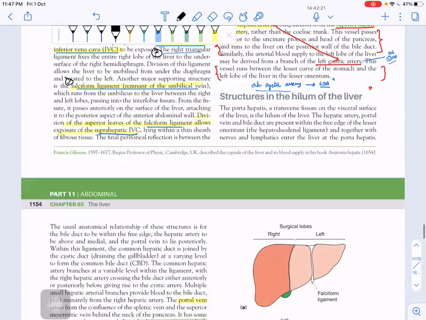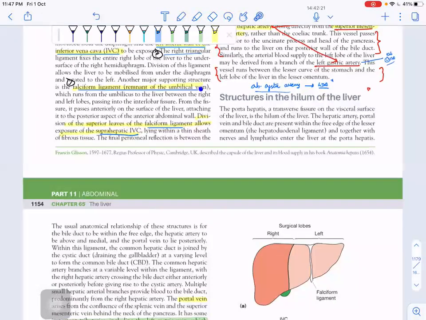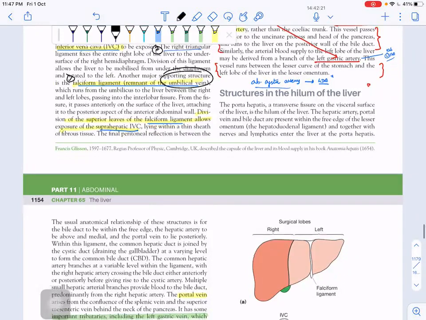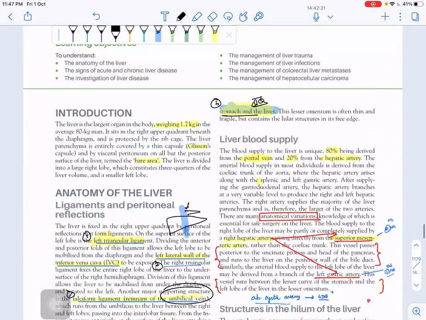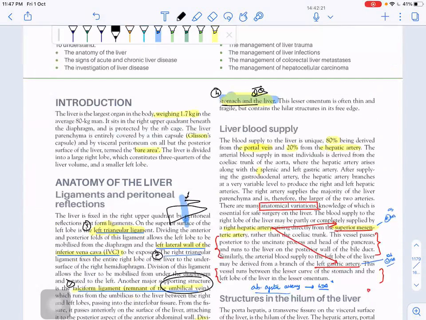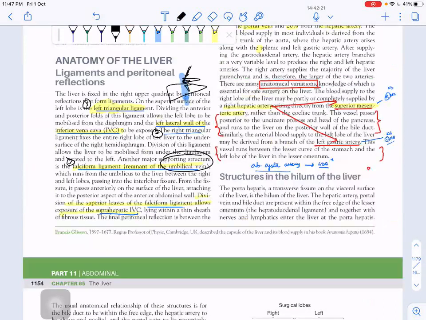Then the falciform ligament is a remnant of the umbilical vein. Okay, MCQ: umbilical vein. Dividing the superior leaves of the falciform ligament allows exposure of the suprahepatic IVC. So if you divide the superior leaves of the falciform ligament, it will allow you to reach the suprahepatic IVC. This area is also covered by the falciform ligament. So if you cut the falciform ligament, you can reach the suprahepatic IVC.